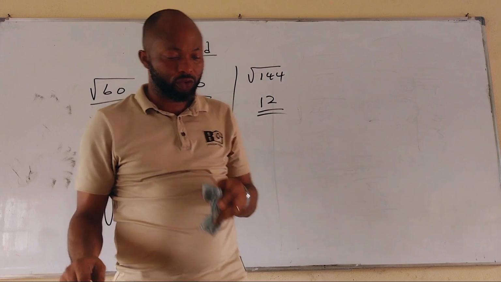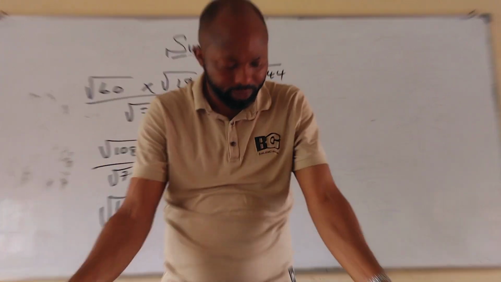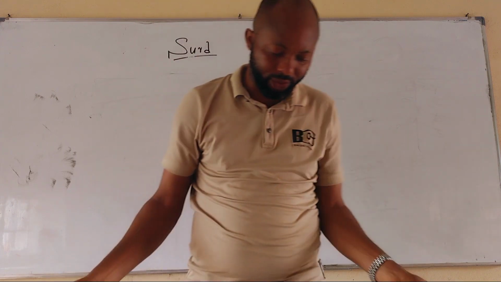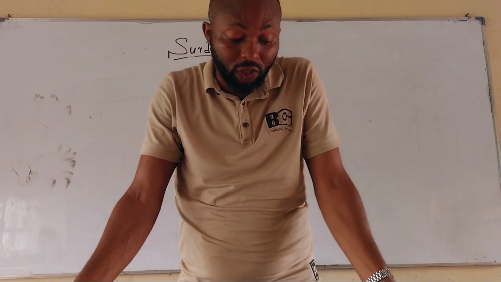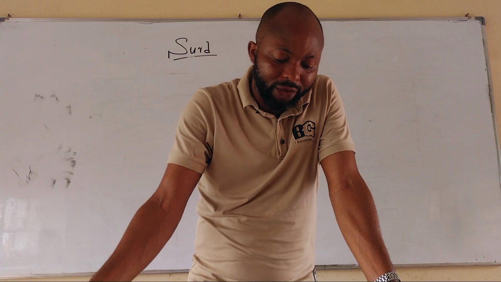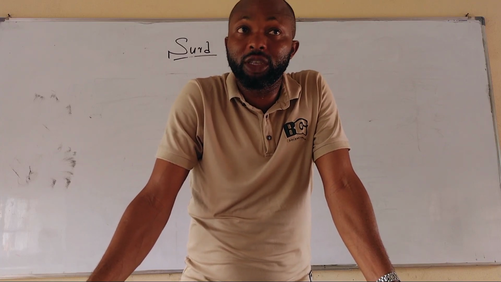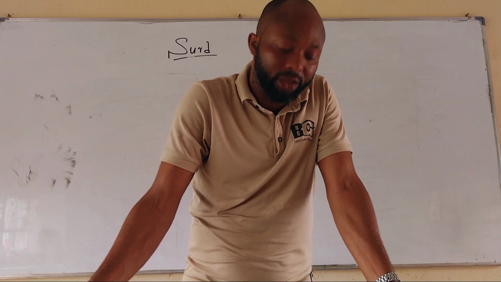Let's go down to rationalization. Rationalization of surds is concerned with the process of removing irrational numbers from the denominator. So, when the term at the denominator is irrational, we remove it. And that is how it goes.